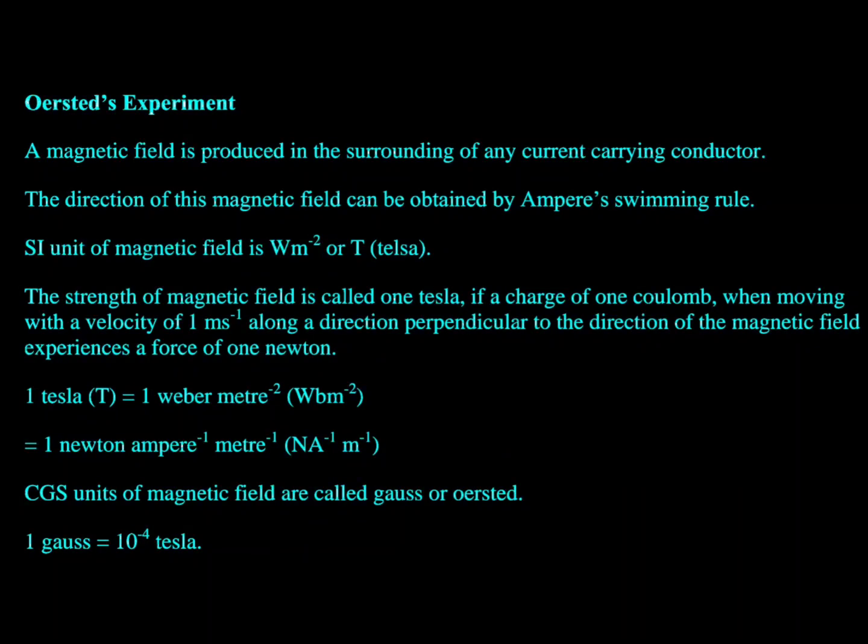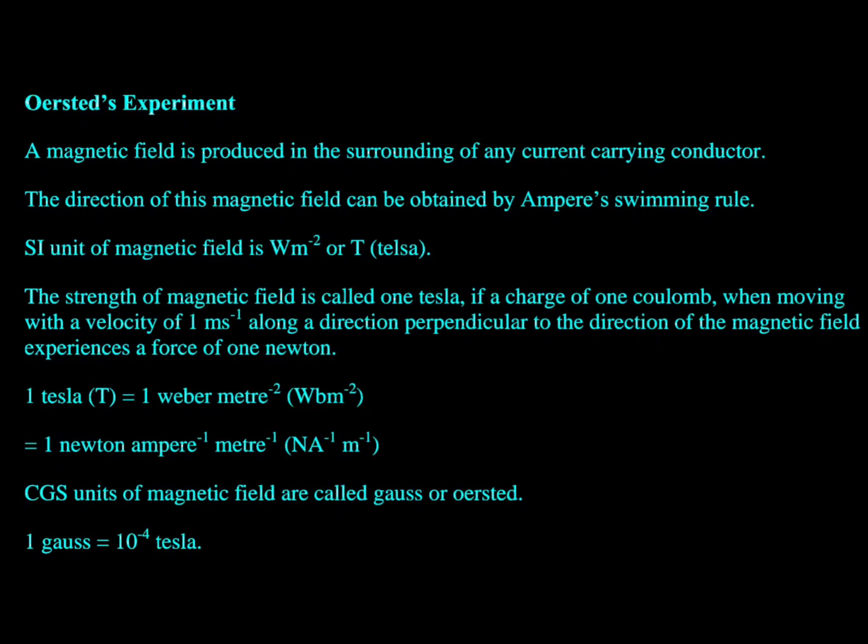So what is a magnetic field? A magnetic field is actually a space or region around a current carrying conductor within which its influence can be felt. And the strength, meaning whether the magnetic field is maximum or minimum, is known as the magnetic flux density.